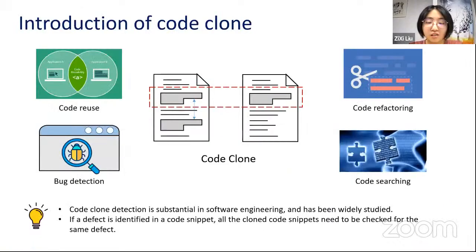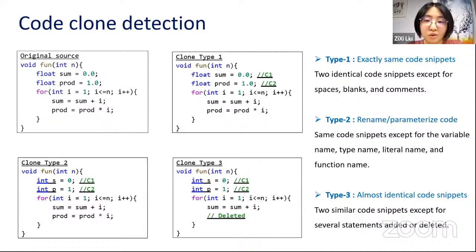The topic of our paper is code clone. Code clone detection is substantial in software engineering and has been widely studied. If a defect is found in a code snippet, all the clone code snippets need to be checked for the same defect. First, I want to briefly introduce code clone detection, which is the main task of our paper.